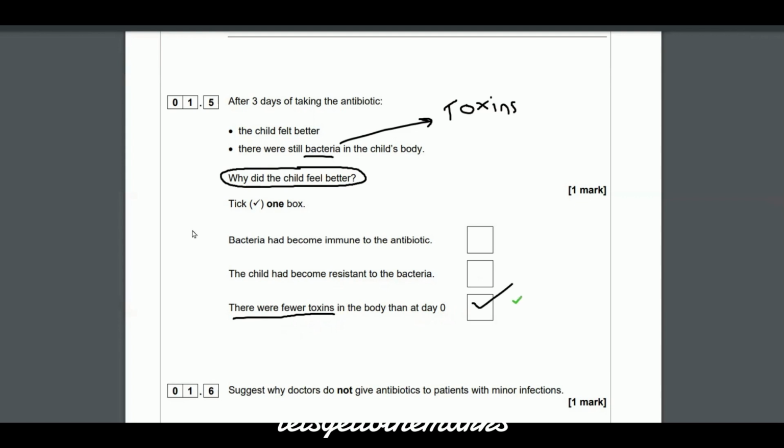Watch out for these ones which say things like bacteria become immune. That's impossible. You can only be immune to something if you contain white blood cells, and bacteria are just a single cell. They don't have any blood. They don't have white blood cells. So bacteria can't be immune to anything. Bacteria can become resistant. So they throw these words in to try and baffle you. But yeah, the answer is the third one here.